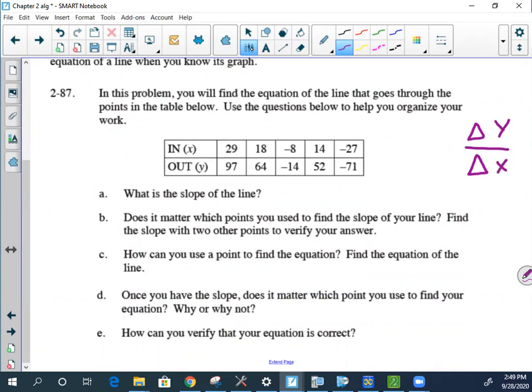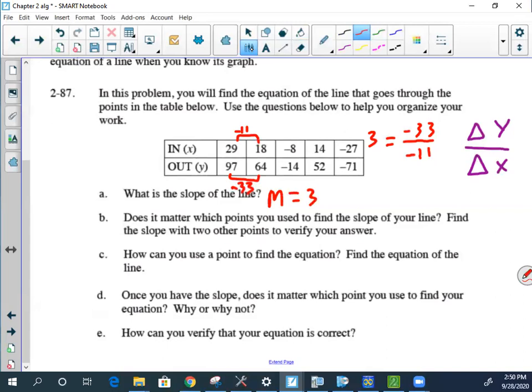What we should do is figure out what the change of y is and what the change of x is. Looking here, the y value has a change of negative 33 from 97 to 64, and a change of negative 11 from 29 to 18. If I put that in, negative 33 divided by negative 11, I am given a slope of 3. So my slope equals 3.